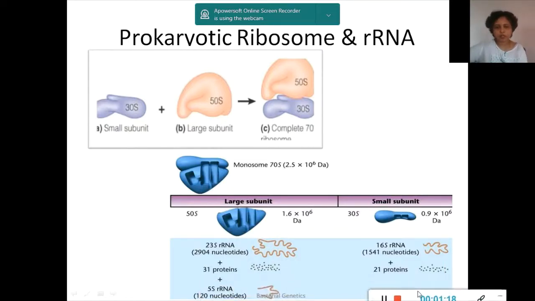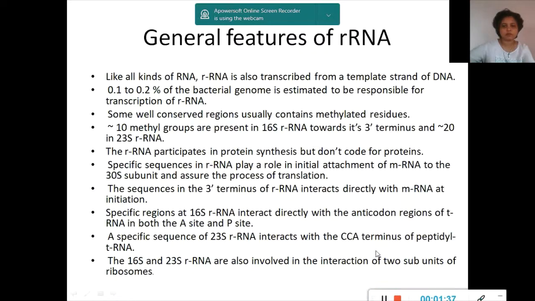Now, mainly you have the 23S ribosomal RNA and the 5S ribosomal RNA, which are associated with the 50S subunit. And to the small subunit, that is the 30S subunit, you have the 16S ribosomal RNA.